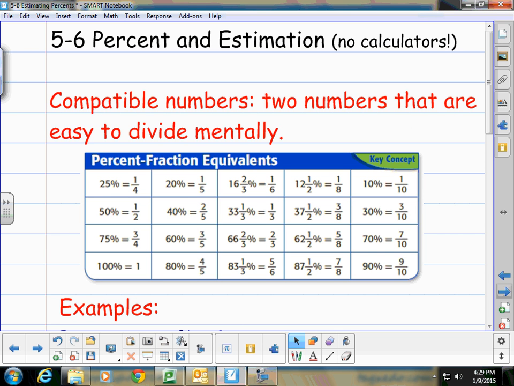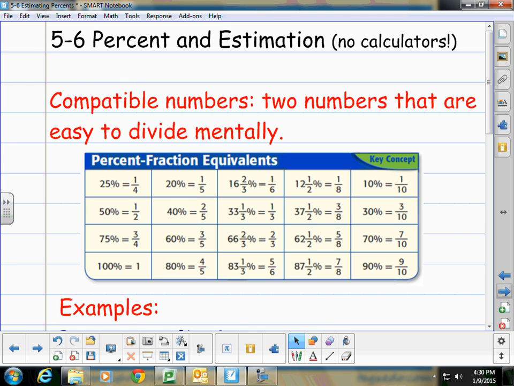Compatible numbers is a vocabulary word we're touching on this time. Compatible numbers are two numbers that are easy to divide mentally. So numbers that you can work with without having to worry about getting a calculator or getting stressed out. Okay, 5 and 10. Things that end in 0, things that end in 5. Even numbers divided by 2. Things like that. Okay, so things that are easy to divide mentally.